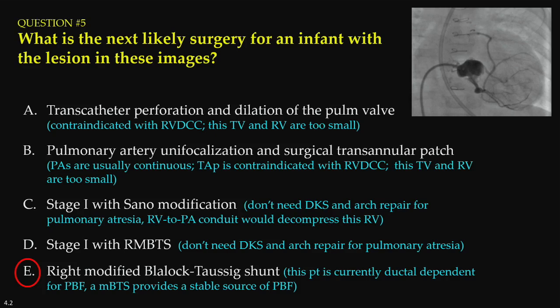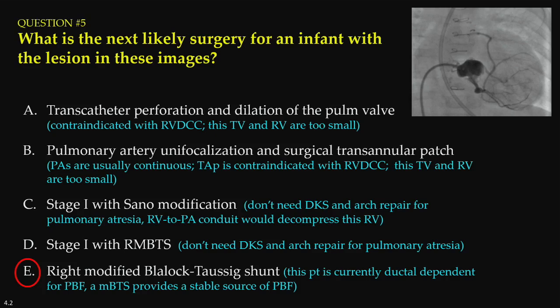So you don't know for sure, but just looking at this, the tricuspid valve is tiny and the RV is too small, so we're not going to turn this into a ventricle that participates. In terms of the B, as we said, the pulmonary arteries are usually continuous. And then stage 1 with Sano.